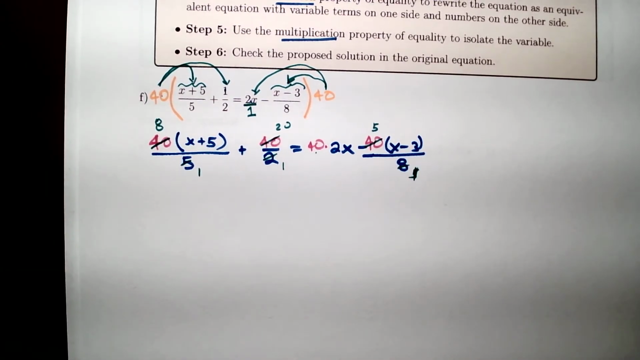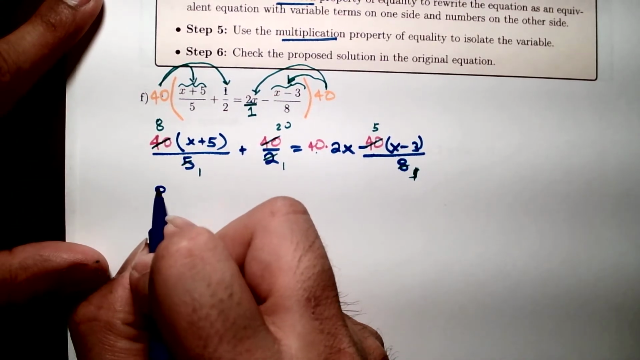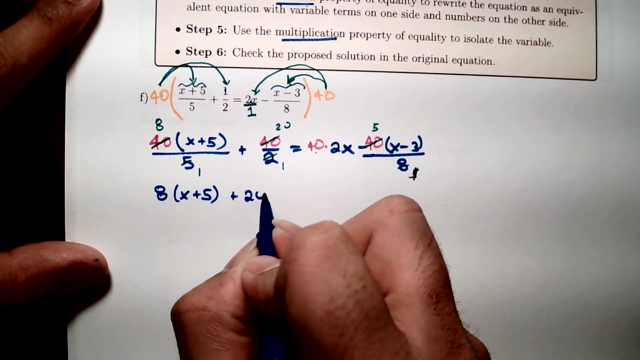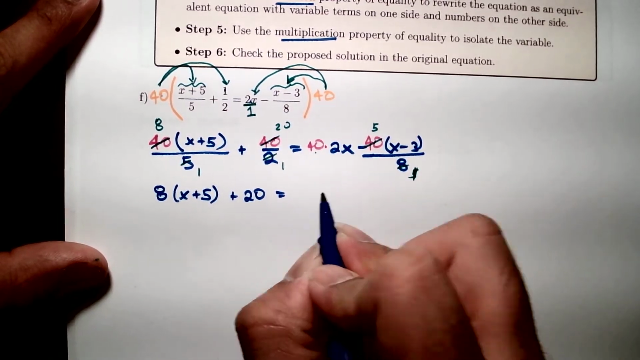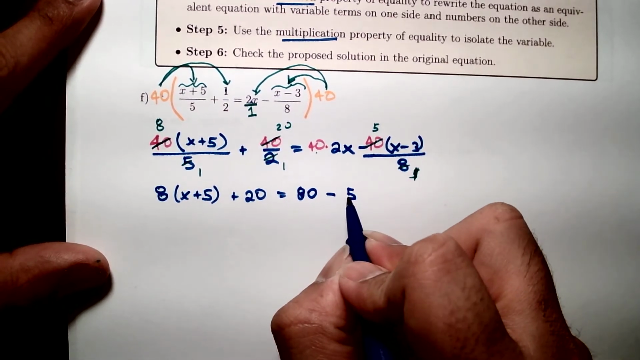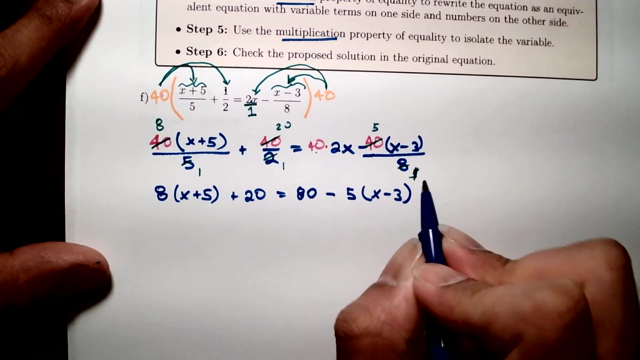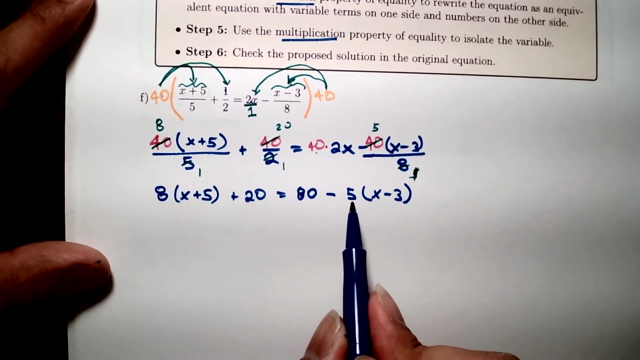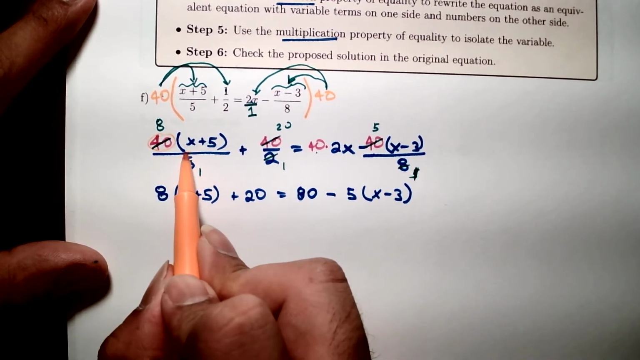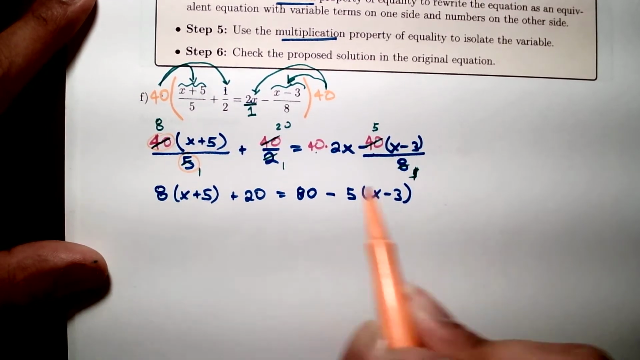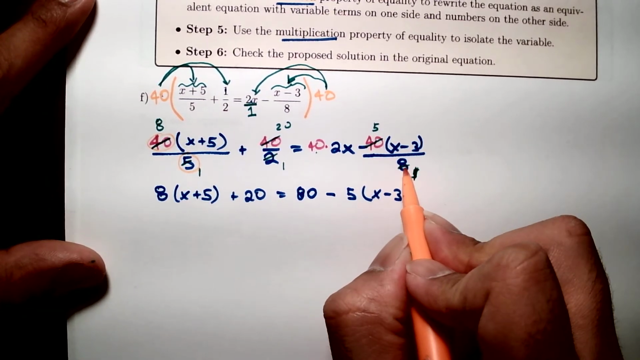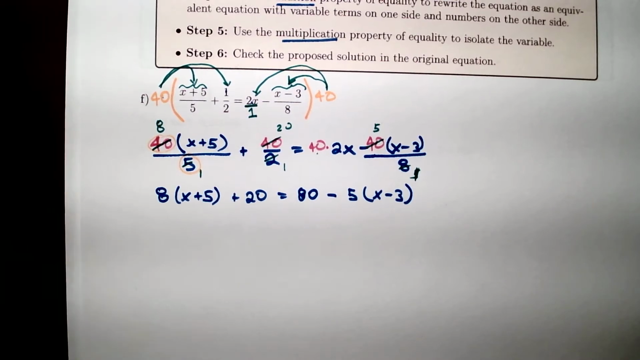All right, so let's write down the result. That's going to be 8x plus 5 plus 20 equals 40 times 2, that's 80, minus 5 times x minus 3. Where is this 8 coming from? Where is this 5 coming from? Again, this 8 comes from dividing 40 over 5. That's 8 over 1, or simply 8. And this 5 comes from dividing 40 over 8, which is 5.